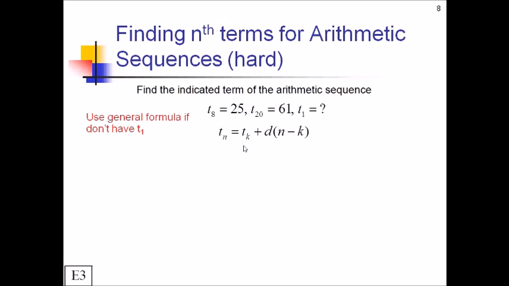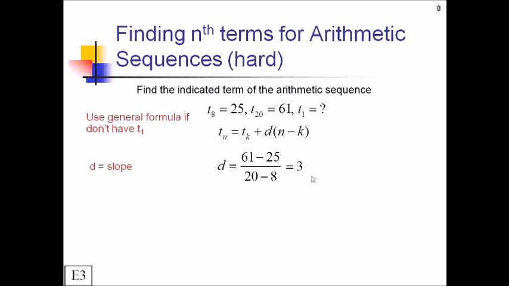But what we can do, since these follow a linear pattern, that means that your common difference is basically the slope. So we're going to find the slope, and that's going to be our common difference. So the y values we have to work with here, 61 minus 25, and for our x values, we've got 20 minus 8. So that's going to be 36 over 12, which is 3. So d is 3.